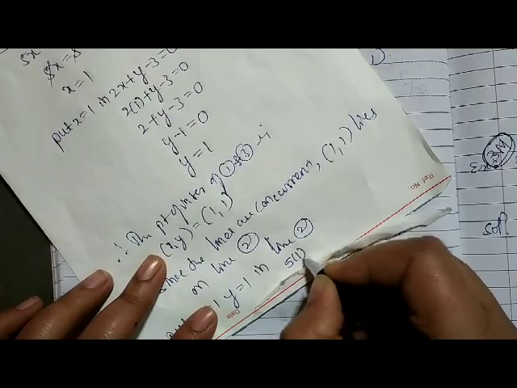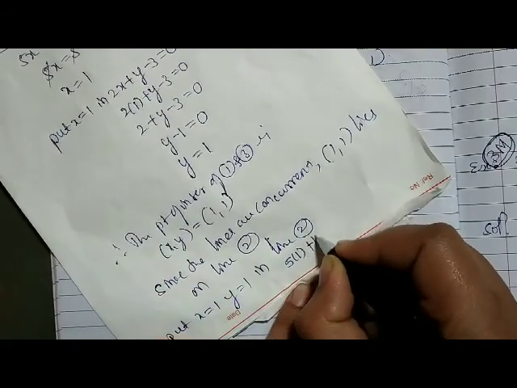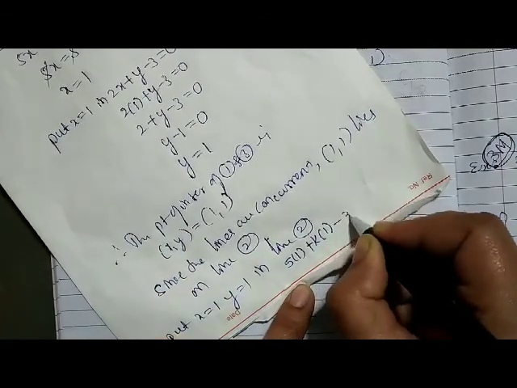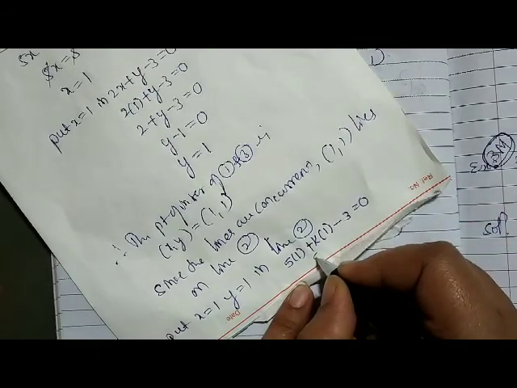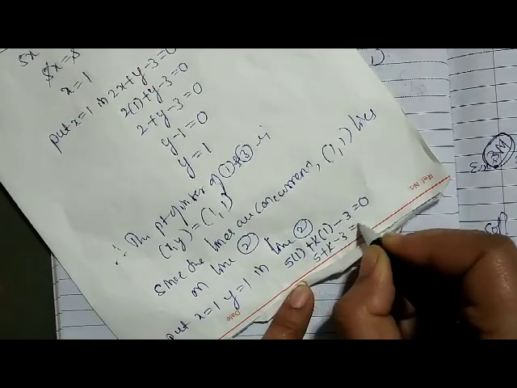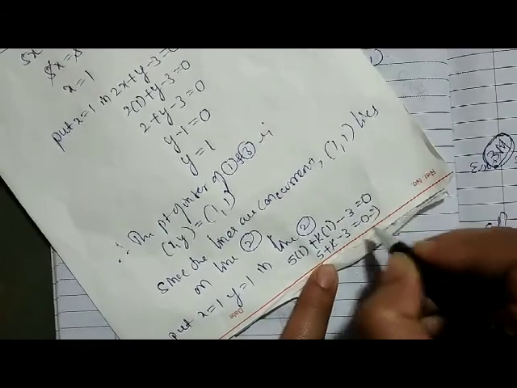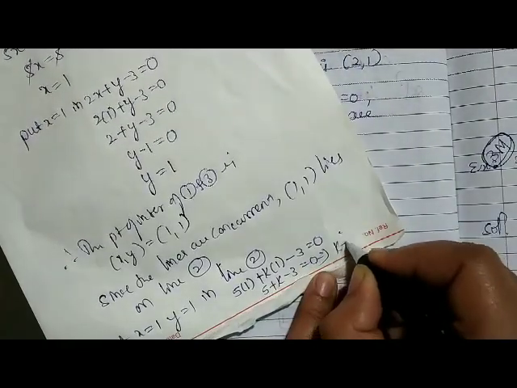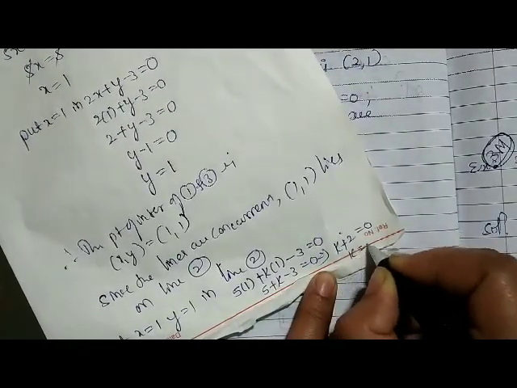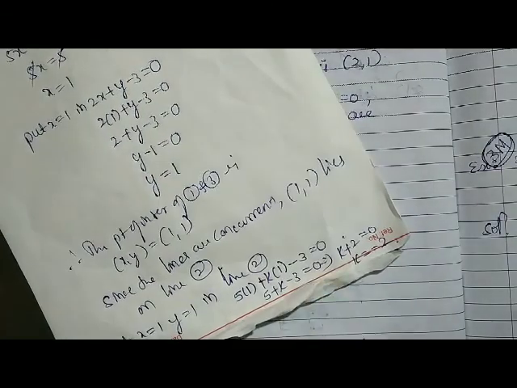5 into x plus k into y minus 3 is equal to 0. 5 plus k minus 3 is equal to 0. This implies k plus 2 is equal to 0. Therefore, k is equal to minus 2.